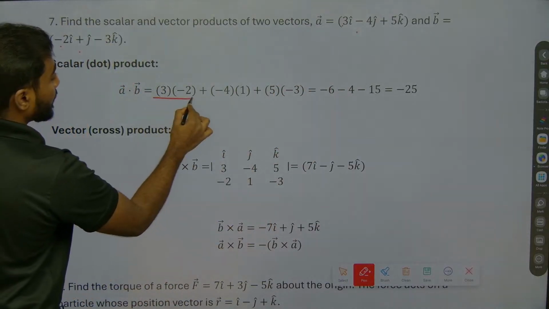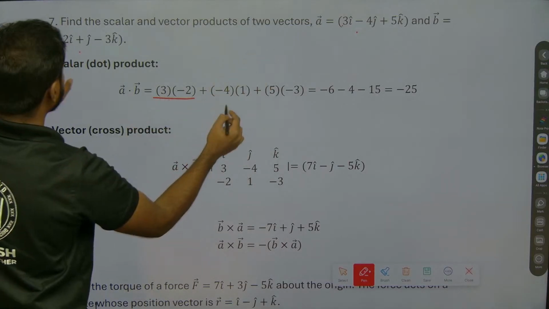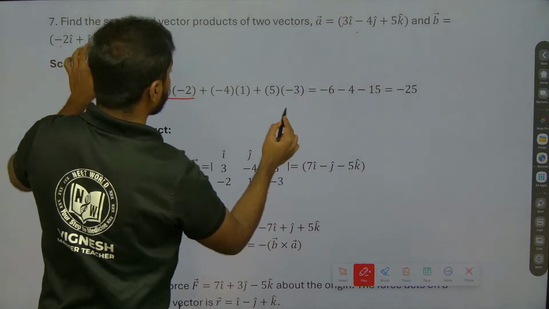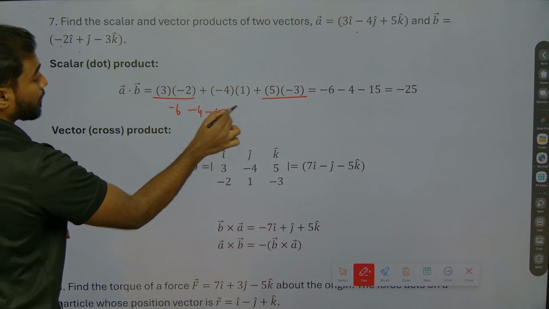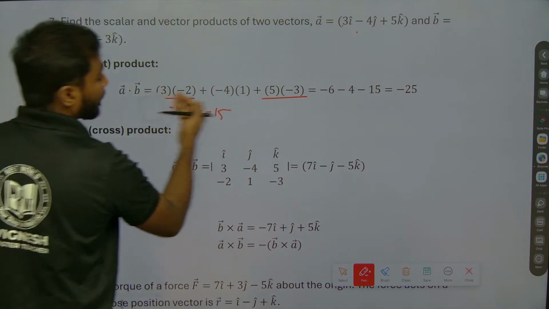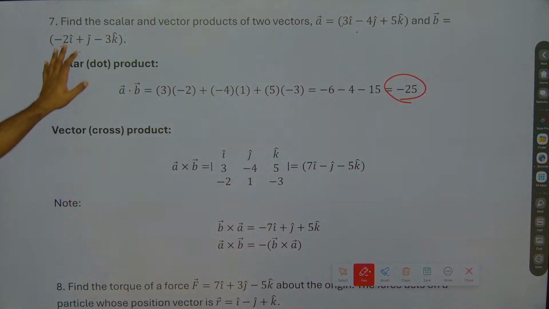So 3 into 2 minus 3 into minus 2 minus 4 into 1 and 5 into minus 3. So this is how much? Minus 6 minus 4 minus 15. So 21, 25. So 25 we are getting now, minus 25. That is my scalar product, that is our dot product.